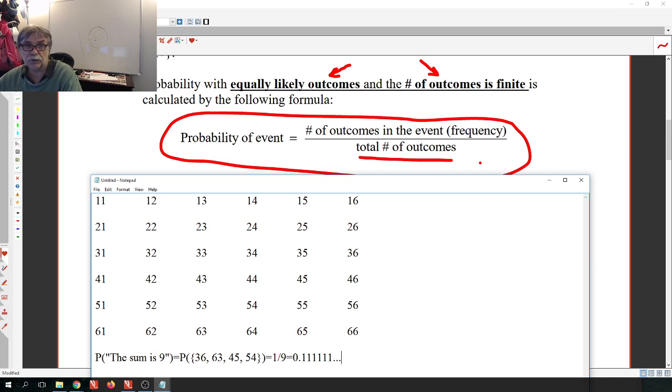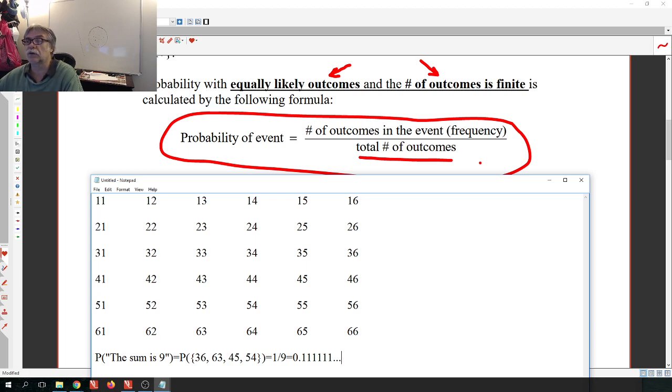Blood types, probability of blood types, obviously I cannot calculate by using this formula because the outcomes are not equally likely. The outcome of having an A+ blood type is much more likely than having a B+ blood type, or some other outcomes you choose. None of the 8 outcomes is equally likely as any other outcome.